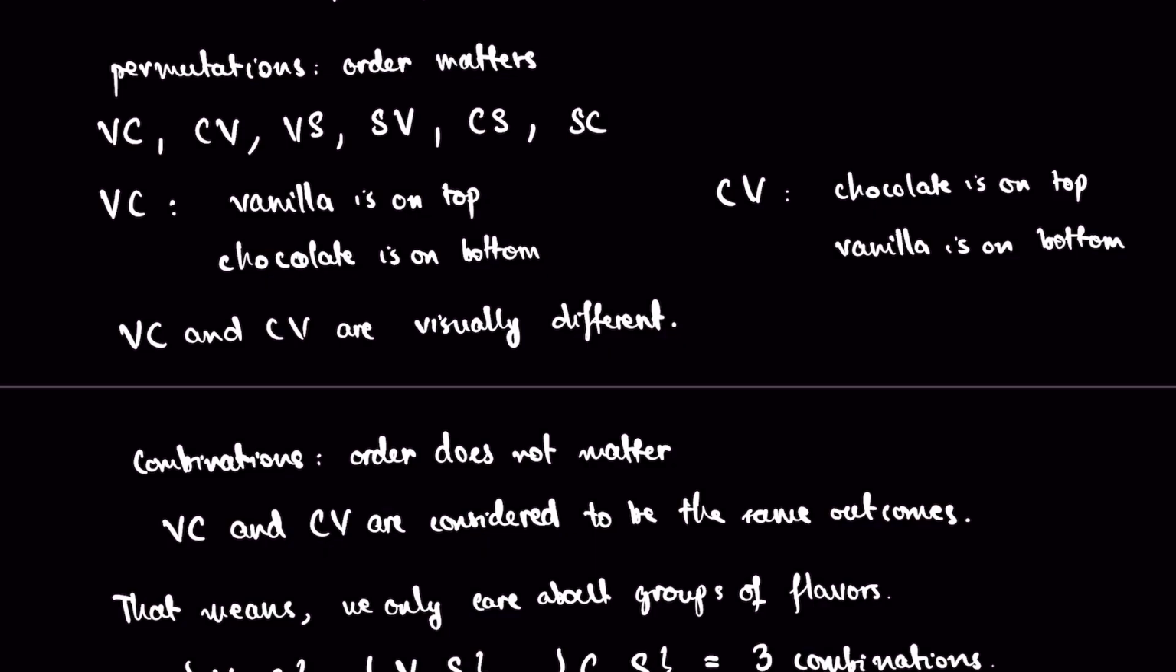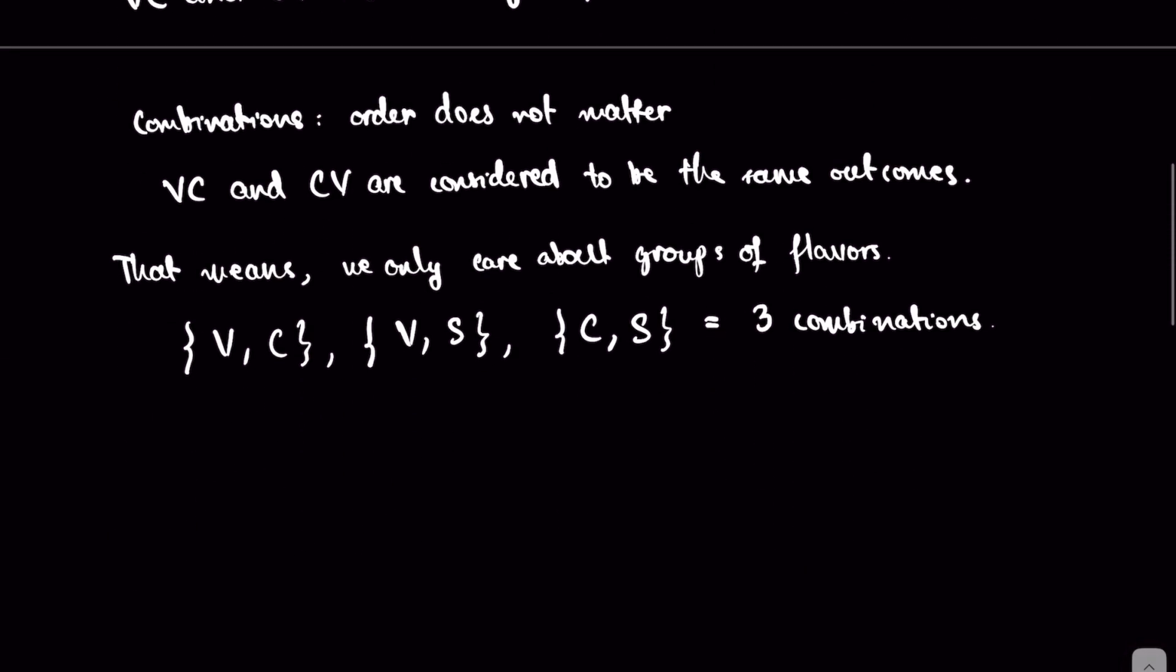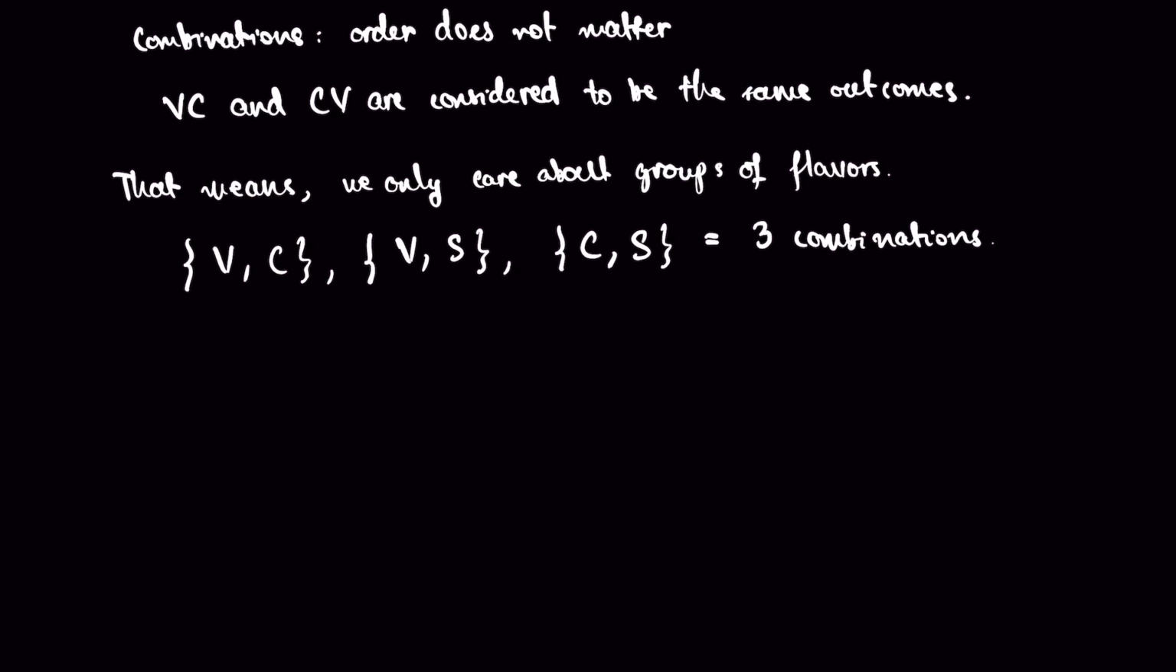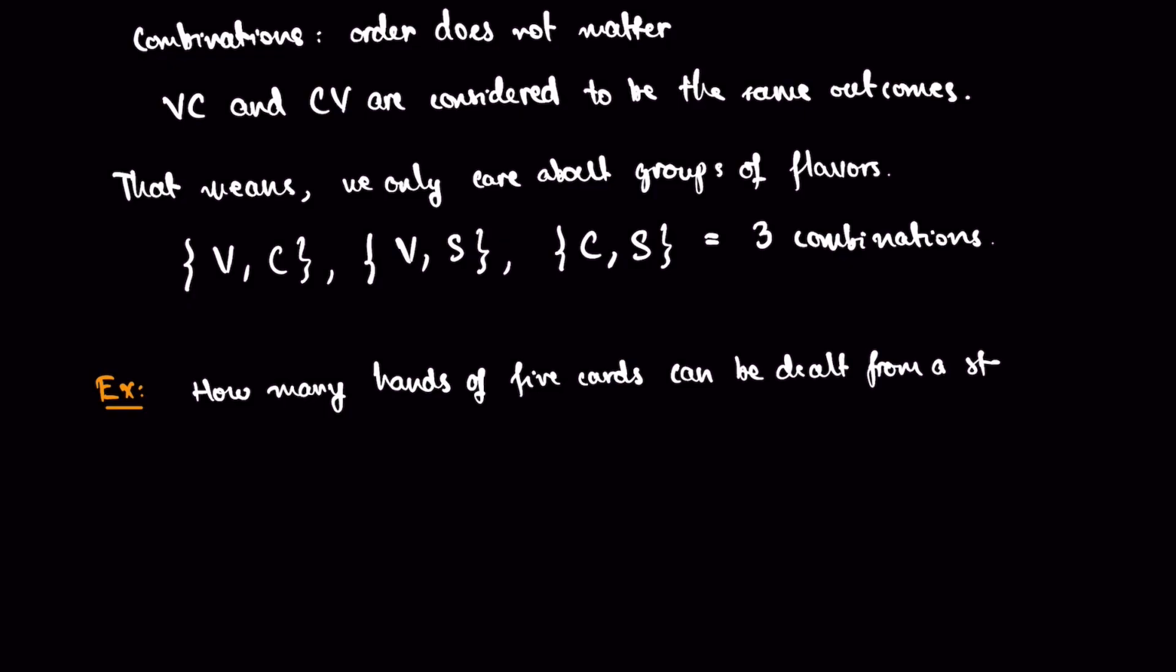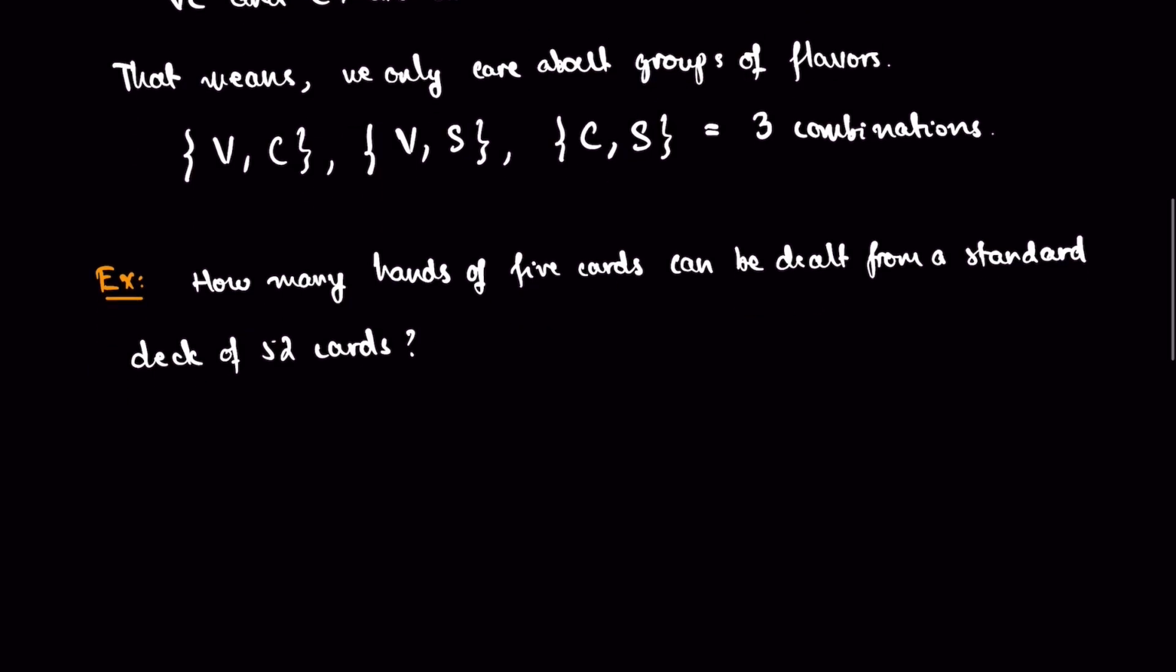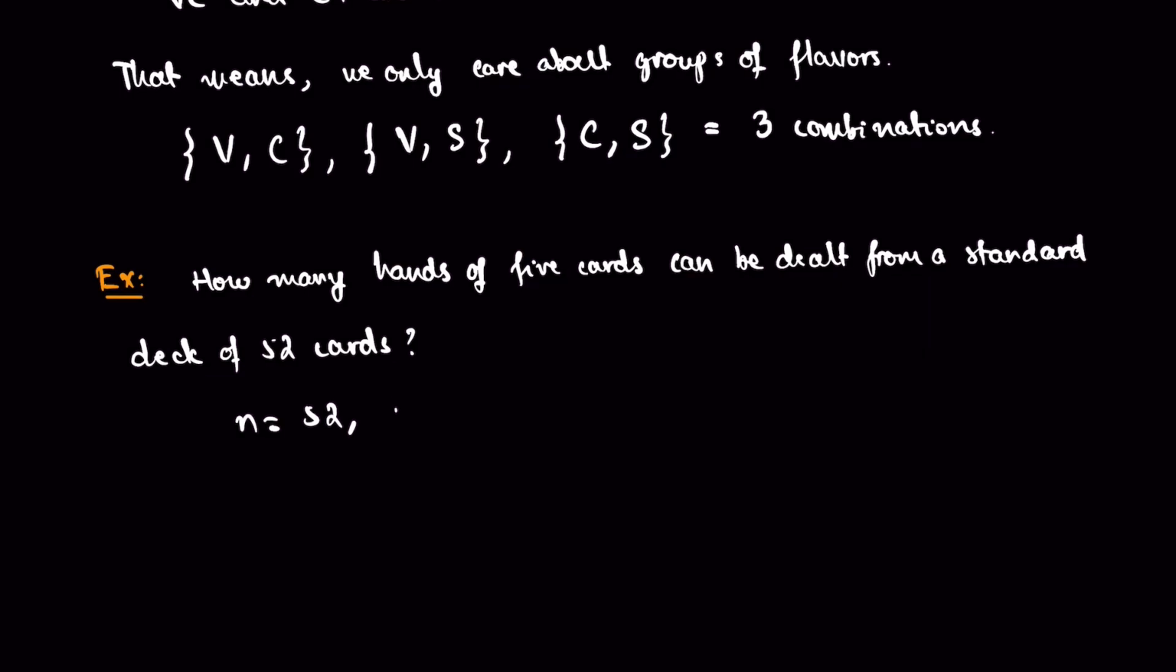Now we're going to move on to another example. In the next example, we'll talk about combinations of playing cards. For this example, we want to know how many hands of 5 cards can be dealt from a standard deck of 52 cards. Because we're going to get a hand of 5 different cards, we don't care about the order of the cards. So this is an example of combinations for n equal to 52 and k equal to 5.